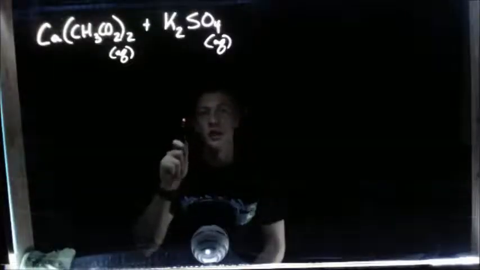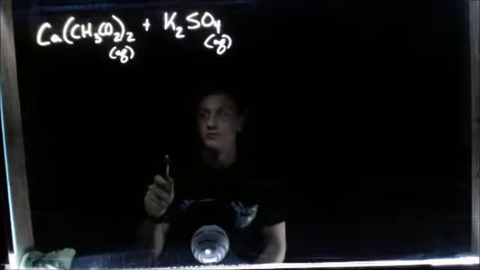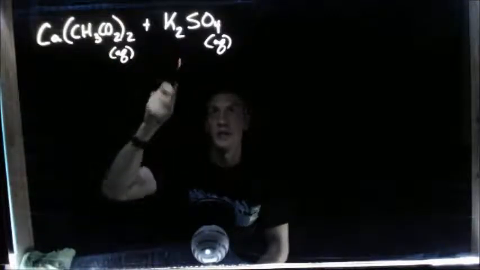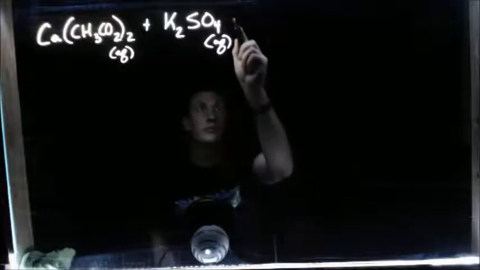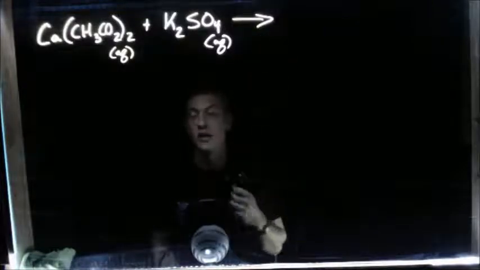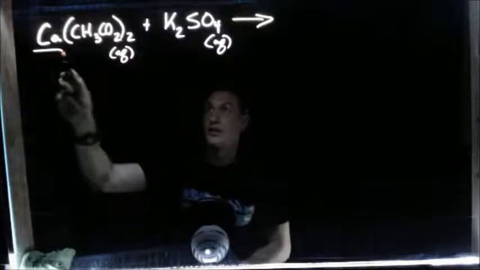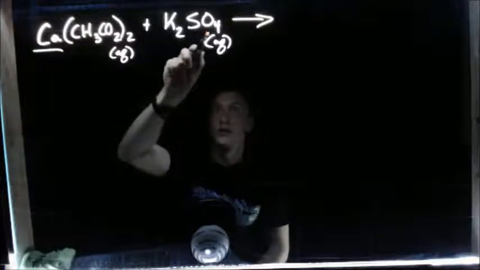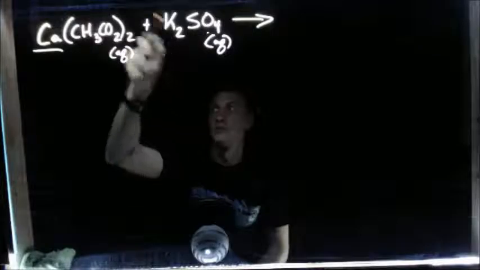Let's take a look at another double replacement reaction. I have calcium acetate plus potassium sulfate. They're going to react, and the possible products here are going to be calcium with sulfate and potassium with acetate.